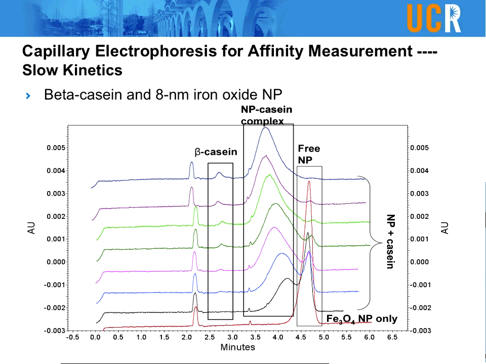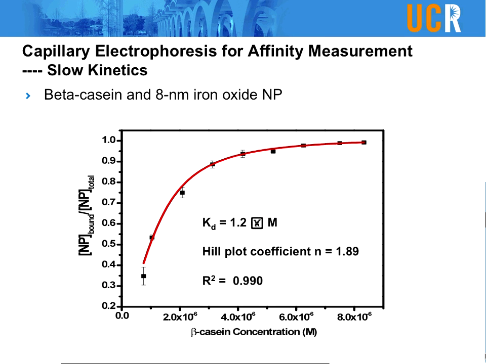For example, this is one example of slow binding kinetics. We could observe the free nanoparticle peak, the free protein peak, and the bound peak. From the area ratio between the free particle peak and the bound particle peak, we can estimate the Kd between this beta Kc and the 8 nanometer iron oxide nanoparticle, which is around 1.2 micromolar. So which is actually kind of high. It's in the micromolar range.